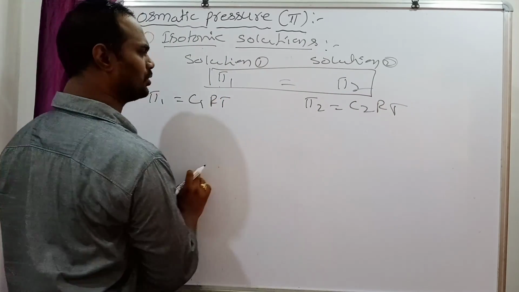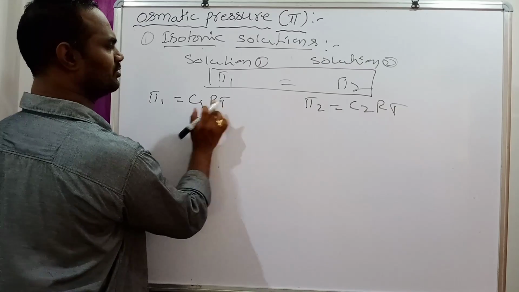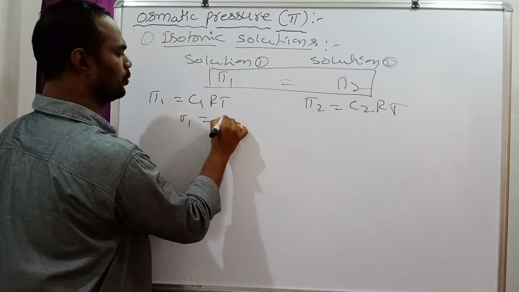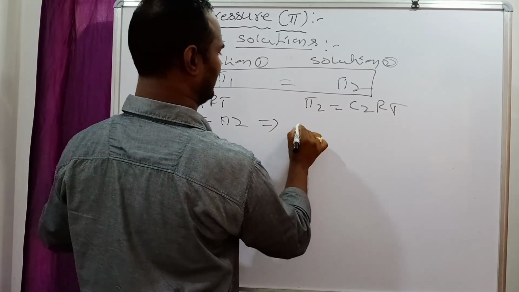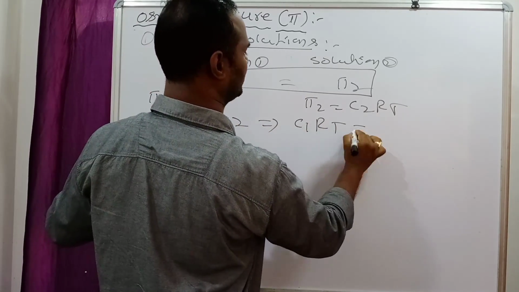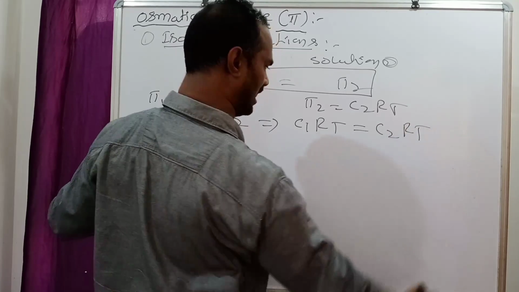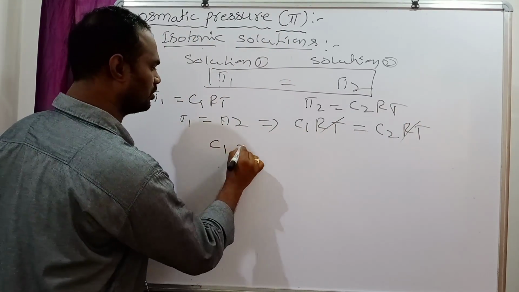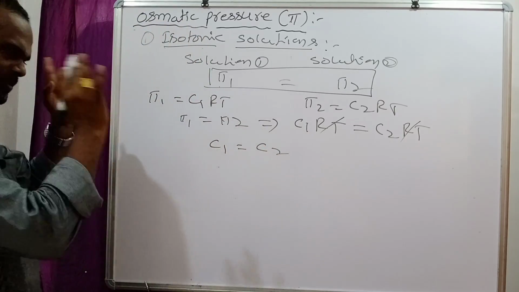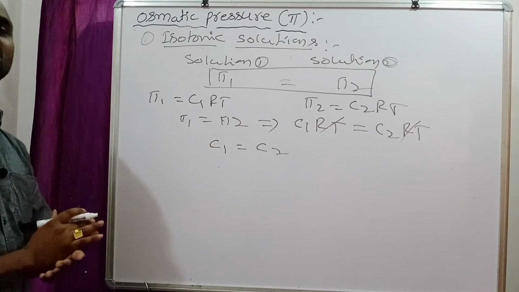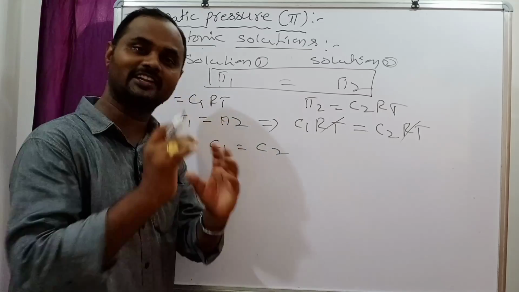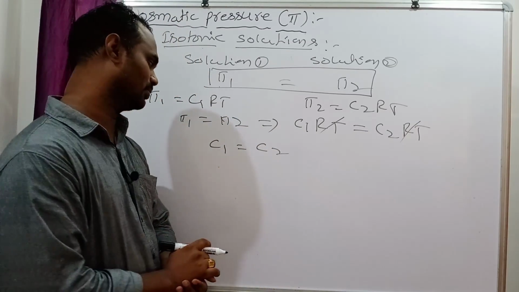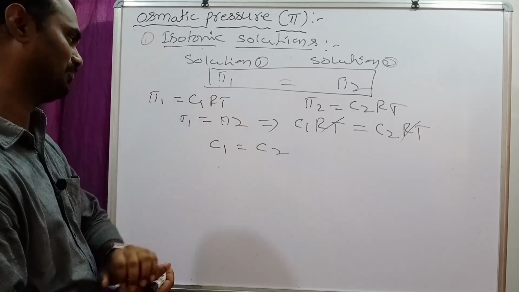If pi 1 equals pi 2, then what will happen? C1 RT equals C2 RT. RT cancels. Therefore, C1 is equal to C2. Simply remember, for an isotonic solution, pi 1 equals pi 2, therefore C1 equals C2. Is it clear? At constant temperature.